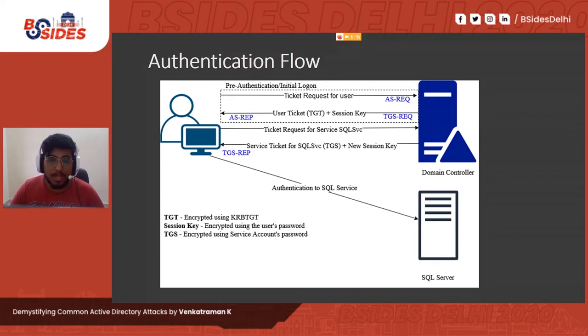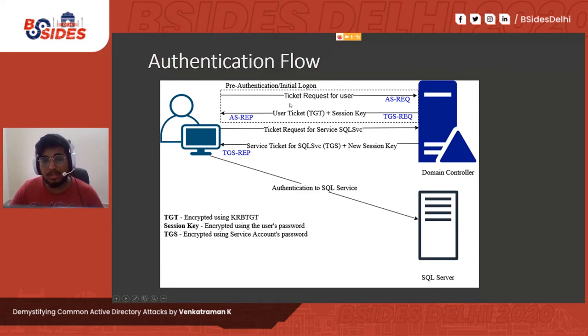So the pre-logon or the initial authentication consists of two requests. One is the service request from the user to the KDC. In this authentication, there are only three actors. One is the client, another one is the domain controller, which in turn means the KDC too, and another one is the service that the client is trying to access.